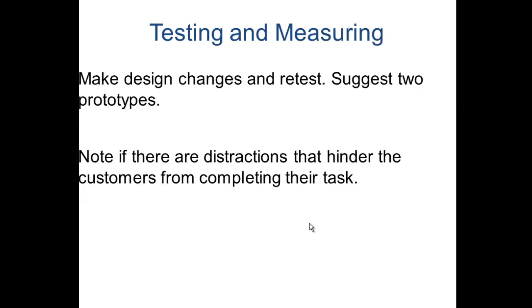Okay. After we have determined there might be a problem, with something mislabeled or confusing, then we want to go back and make design changes, and then we want to retest. The book suggests that when we identify a problem, we have at least two different prototypes available to test. Also, the book mentions: are there any distractions that hinder the customer from completing their task? Or are they asked to complete some type of form that hinders them from completing that task?